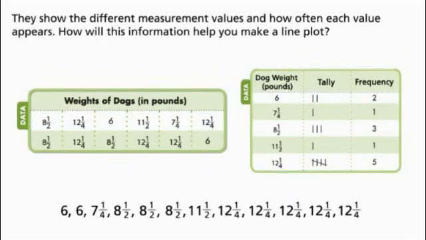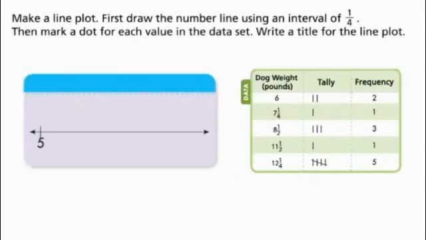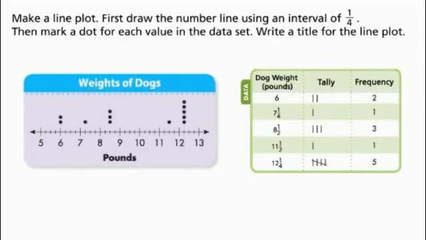How will this information help you make a line plot? The information in the frequency table tells you the values that need to be marked on the line and how many dots to put above each value on the line. Make a line plot. First, draw the number line using an interval of 1/4. Then, mark a dot for each value in the data set. Write a title for the line plot.